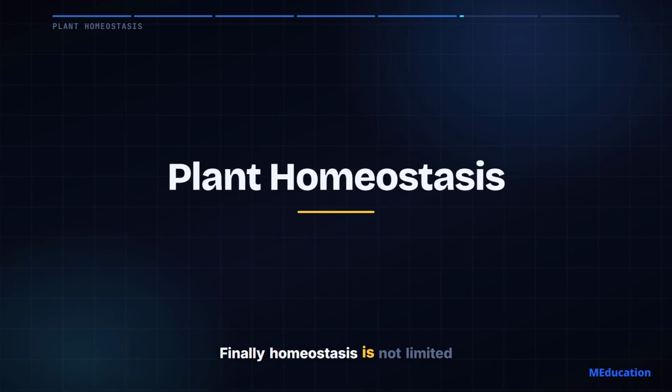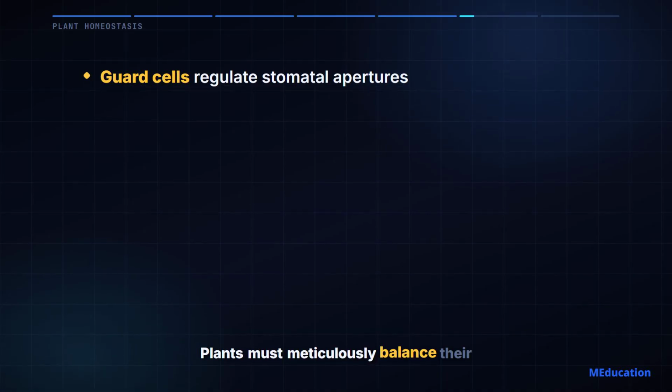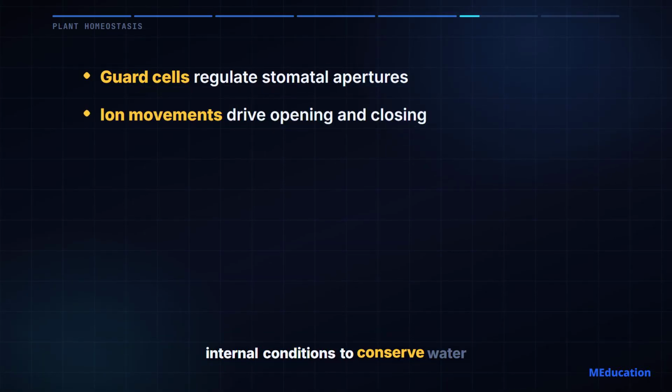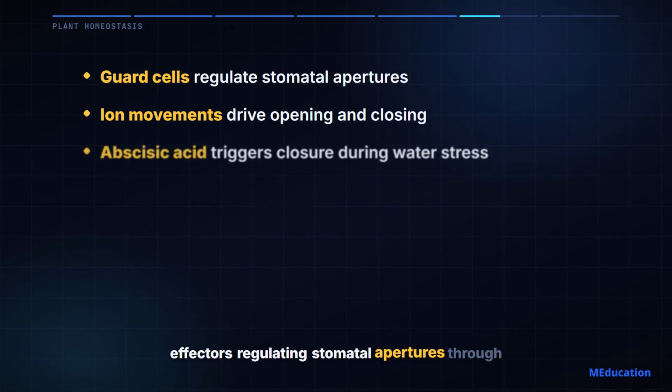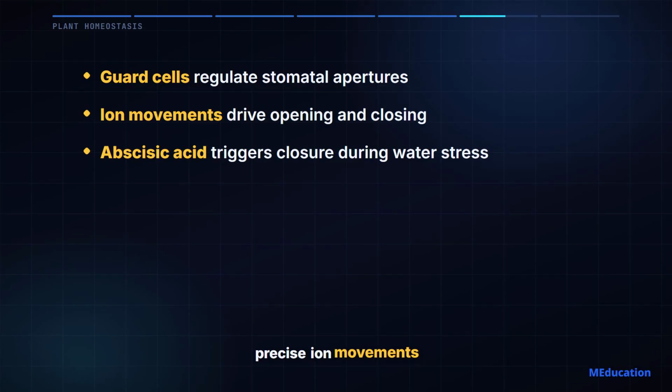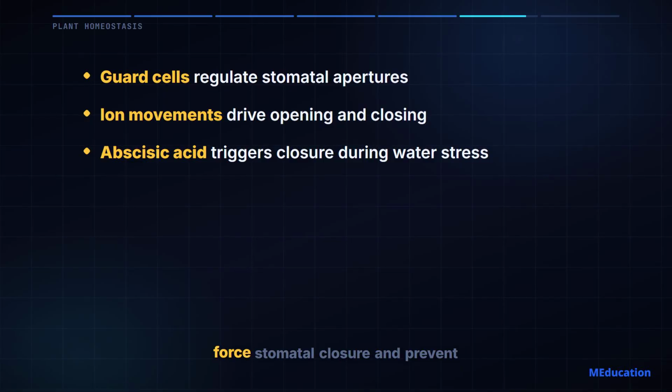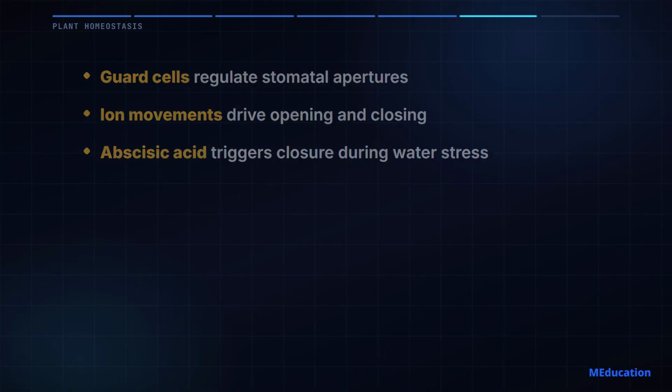Finally, homeostasis is not limited to animals. Plants must meticulously balance their internal conditions to conserve water. You will examine how guard cells act as independent homeostatic effectors, regulating stomatal apertures through precise ion movements. We will also look at how the stress hormone abscisic acid, or ABA, overrides normal cellular functions to force stomatal closure and prevent dehydration during a drought.